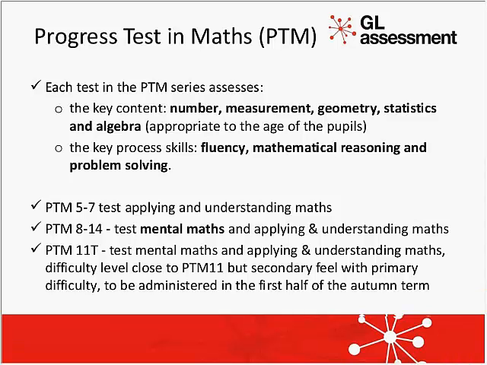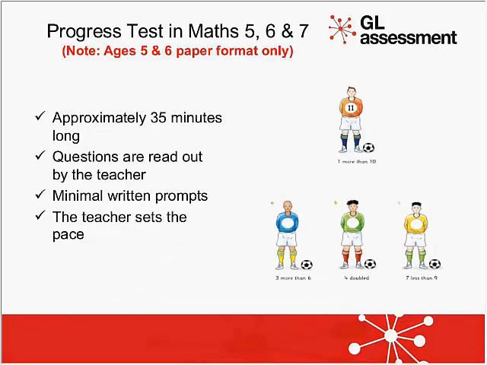Just running through some of those age groups for you then, just as in progress test English. Just to draw your attention to the little bit that's in red there, ages 5 and 6 for the progress test maths and the progress test English are only available via paper delivery, paper format only for ages 5 and 6. The digital delivery of these begins at age 7 and carries on up.